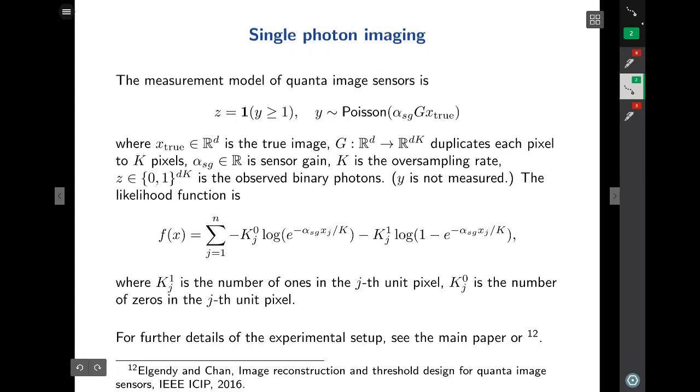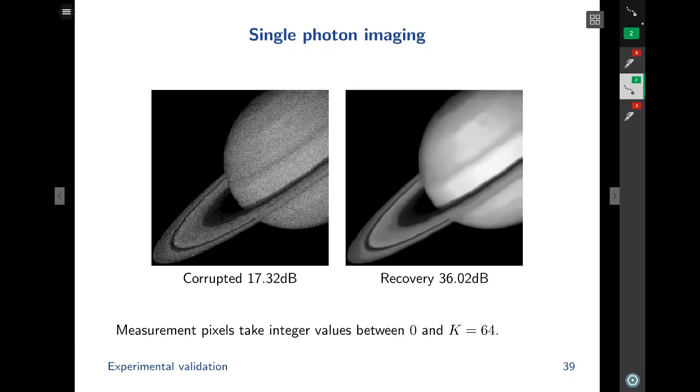On the left, we have an image that represents our measurement, a corrupted image, and on the right, we have a recovery produced by plug-and-play ADMM with DnCNN trained with real spectral normalization plugged in. For this setup, we use k equals 64. In other words, for each pixel, we use 64 single-photon measurements. Therefore, the pixels in our corrupted image take integer values between 0 and 64.